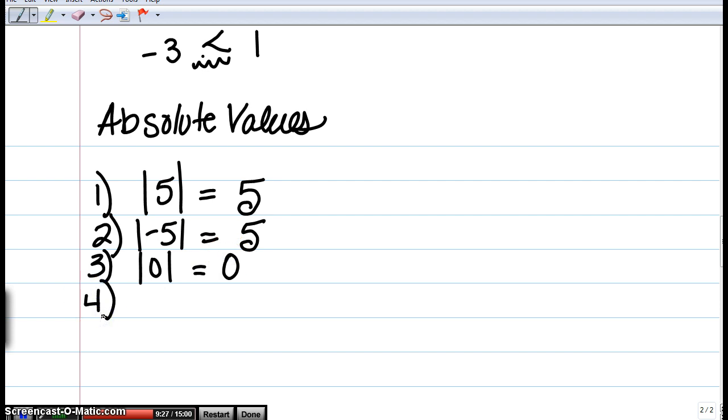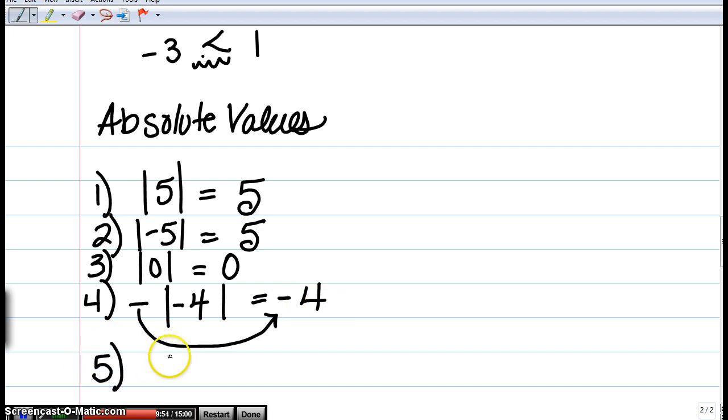Here's where it gets a little bit more tricky. If you have a negative on the outside and inside the absolute value signs you have a -4. Well, if we look at just the absolute value of -4, we know that that's 4. But because there's a negative sign on the outside, you have to include that as well. So your answer would be -4.